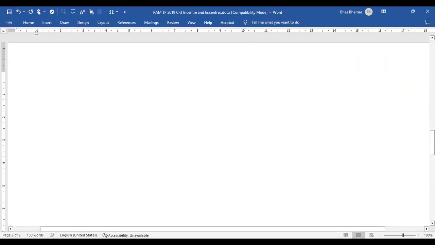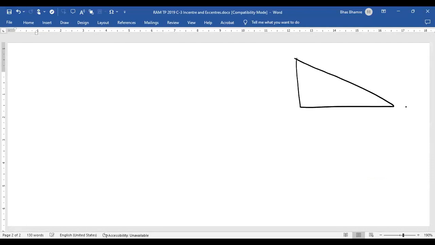Yes. See, in a right angle triangle, say triangle ABC, its inradius is R and I is the incenter. Say the points where the circle meets the sides are X, Y and Z. So this is BX, BY, this is Z, this is Y.